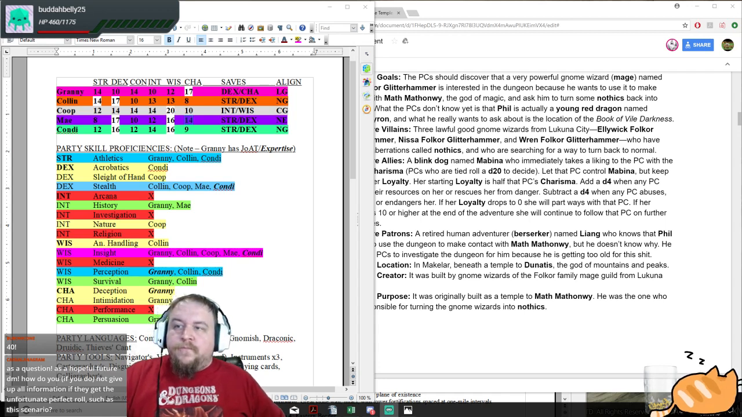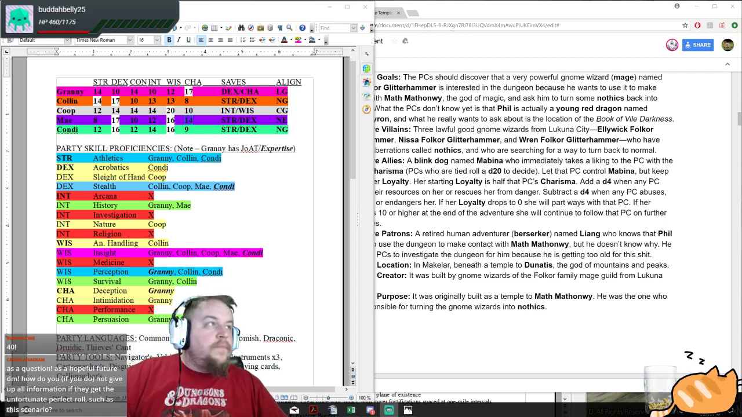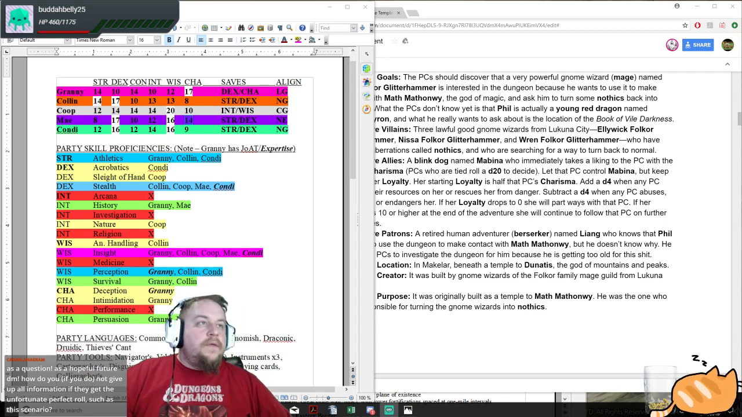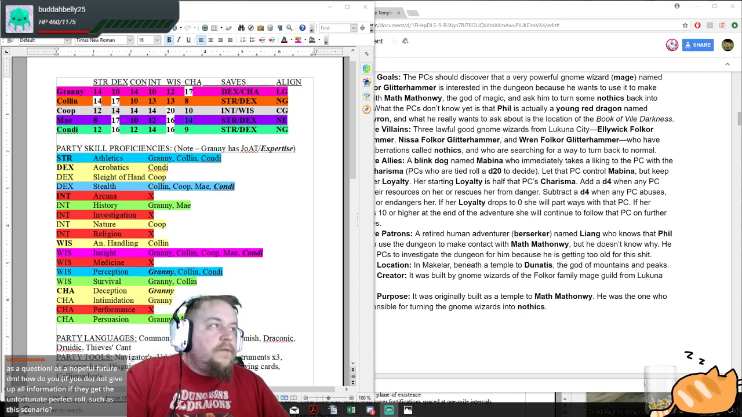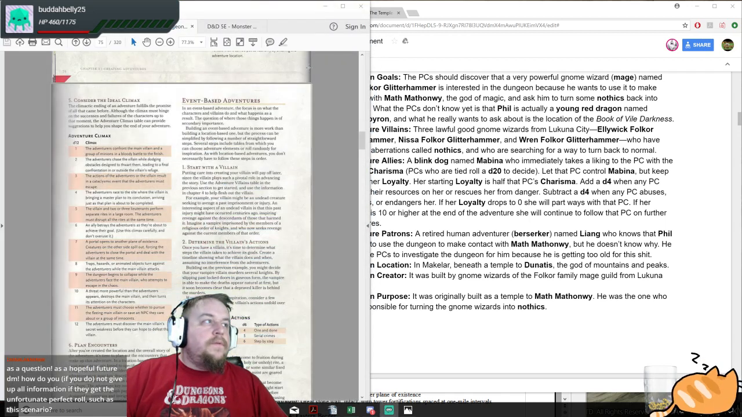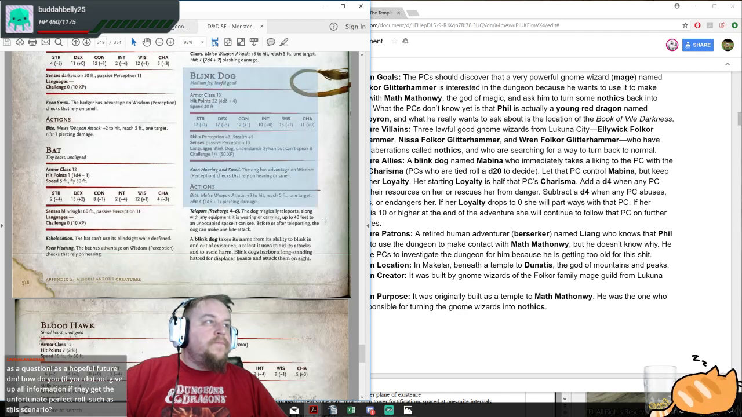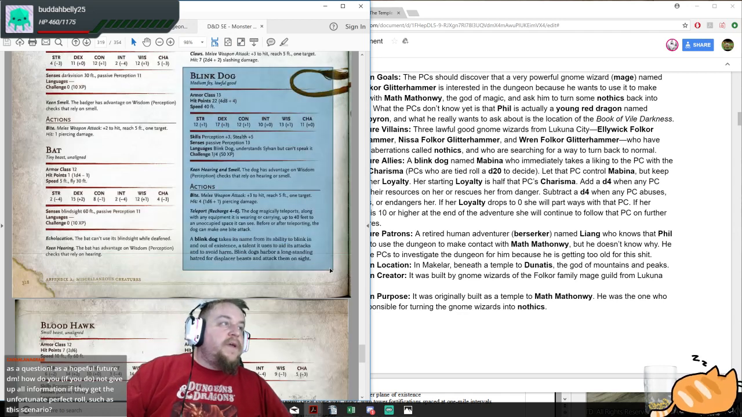And then, right, let the PC control Mabina, but remind the PCs that Mabina is also a thing in the world. She's not just a stat block that you give to the player. She has her own thoughts, her own emotions, especially since blink dogs are not dogs. They are fey creatures. They have an intelligence score of 10. They're as smart as a human. They can speak.